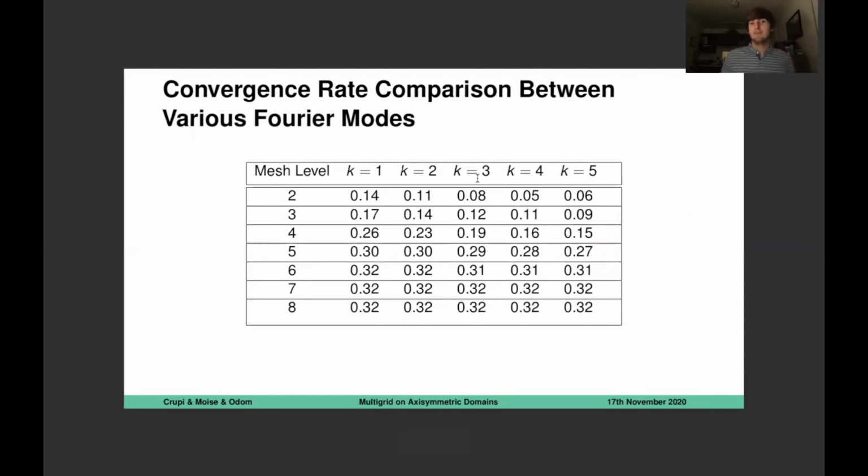Next, we decided to compare the convergence rate between various Fourier modes, and we found that as the Fourier modes increased, the convergence rate decreased slightly.